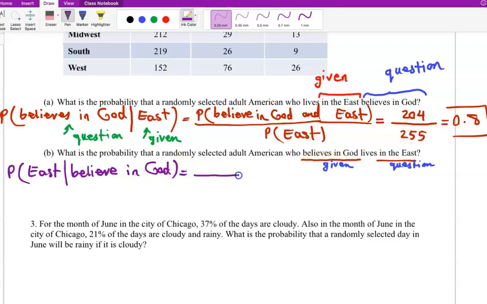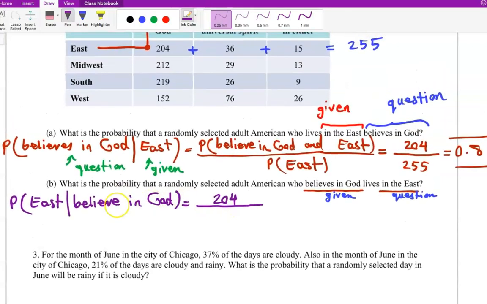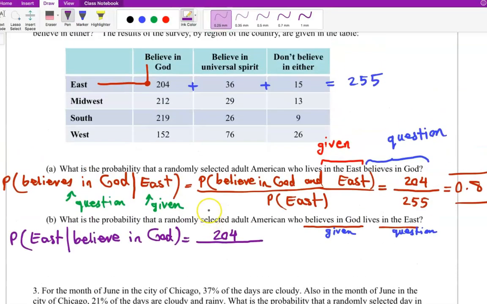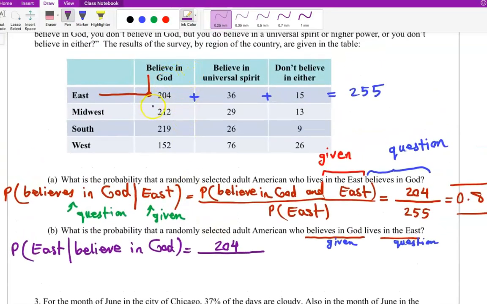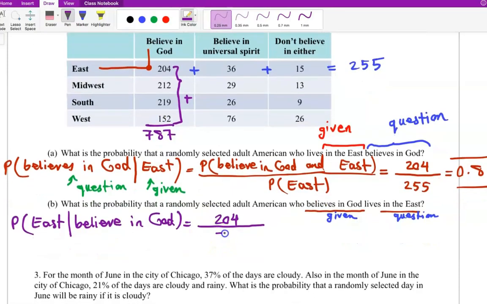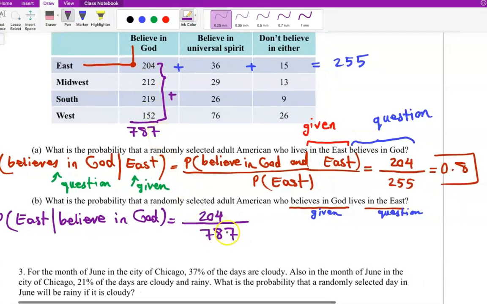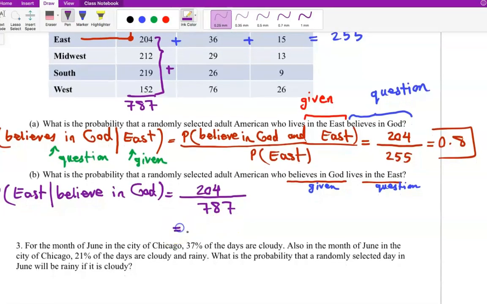So that is equal to, now the intersection between these two, again we have 204, same thing. Now the denominator is believes in God. So what you have on the right, that is in the denominator. Believes in God, we should add all these numbers. And that is 787. So 204 divided by that number, the total number that we have for this part, is equal to 0.26.